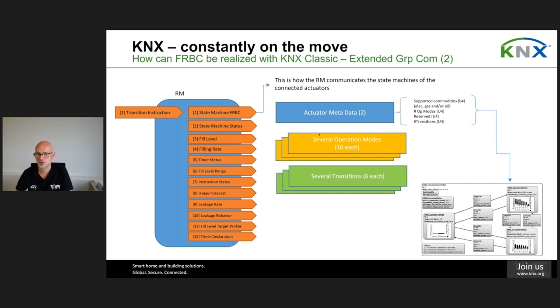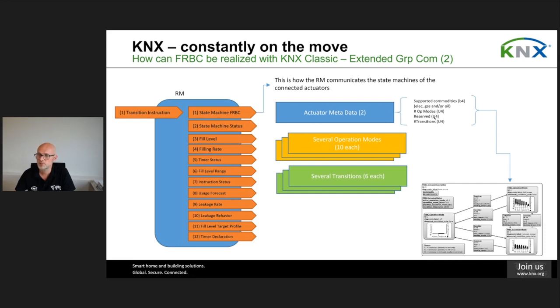Well, the whole structure, which is of variable length, starts off with a 2-byte information containing actuator metadata. This informs about which commodity this actuator supports. Is it electricity? Is it gas? Or is it oil? And/or oil? How many operation modes does this device have? Here in this practical example, there are 3 operation modes.